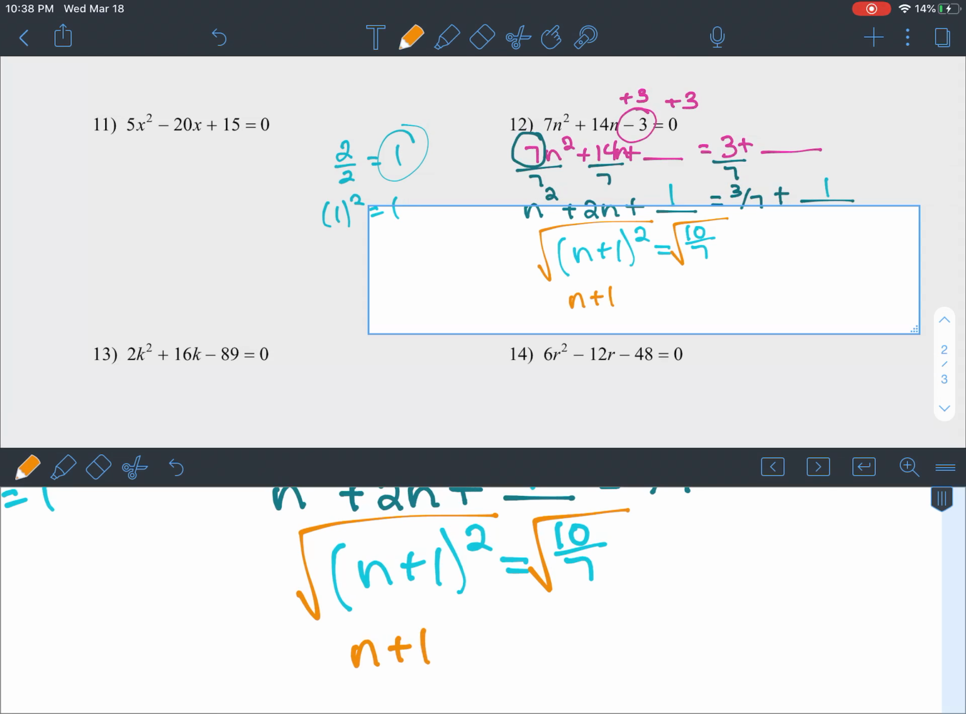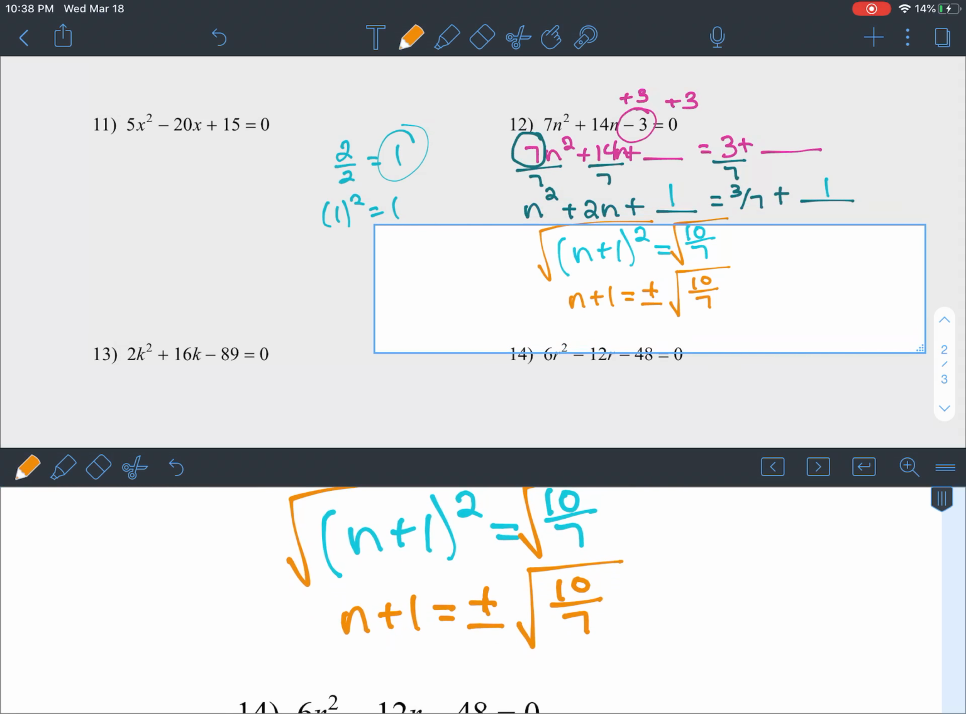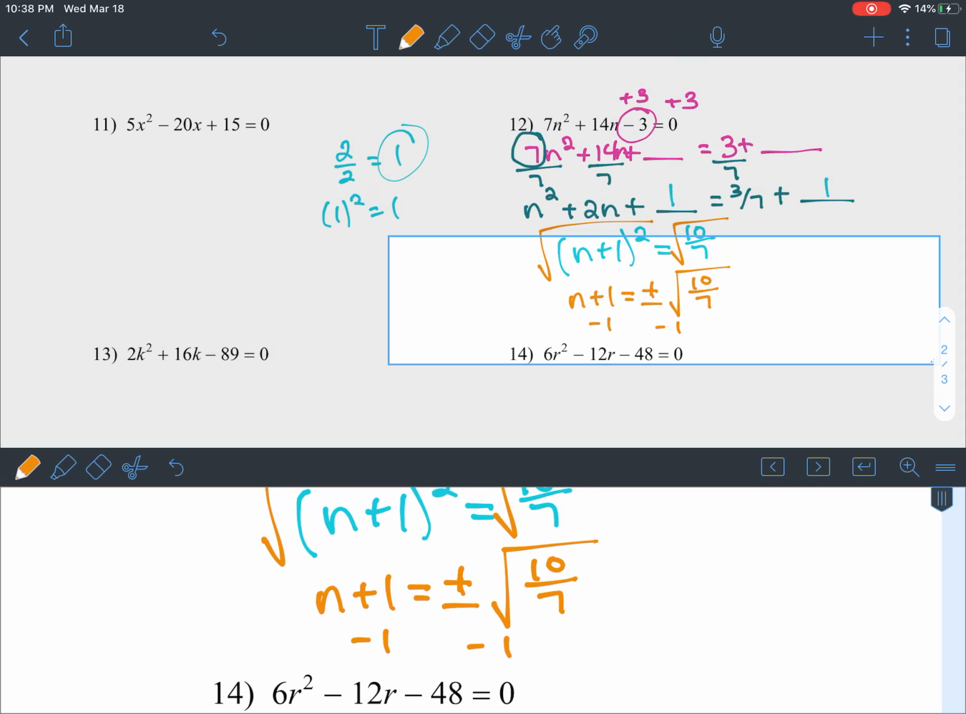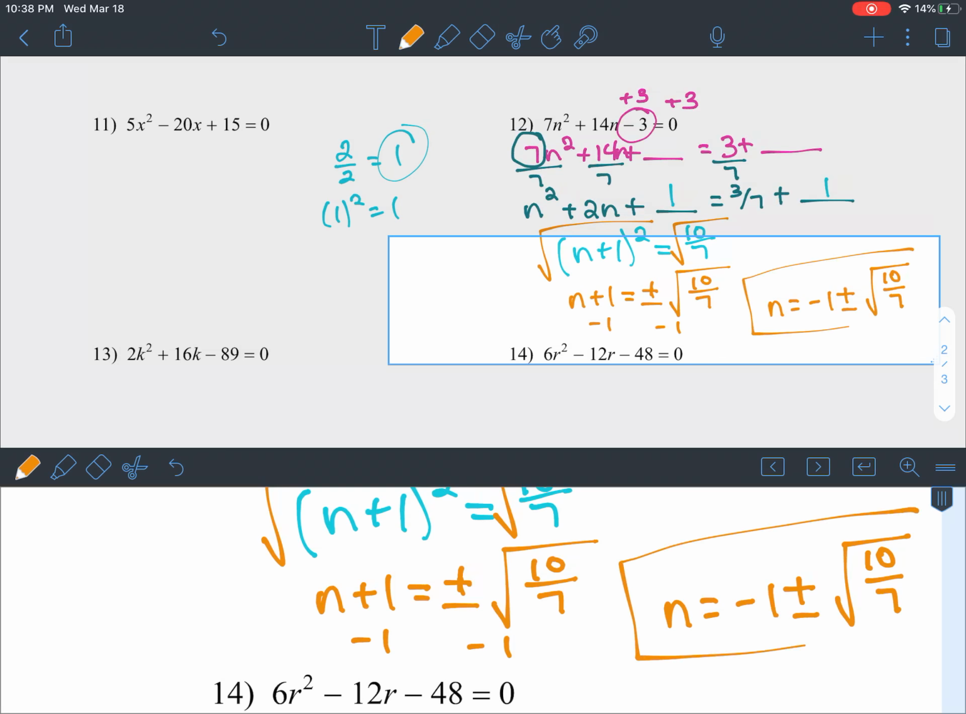Finish off this problem by square rooting both sides. So n plus 1 equals, there are no perfect squares that go into 10 or 7. So I'm just going to leave it just like that, square root of 10 over 7. My last step here, subtract 1 from both sides. And we're going to end up with our final answer of n equals -1 plus or minus the square root of 10 over 7.